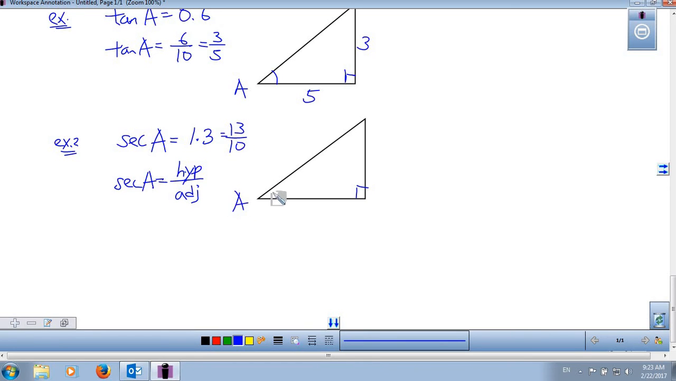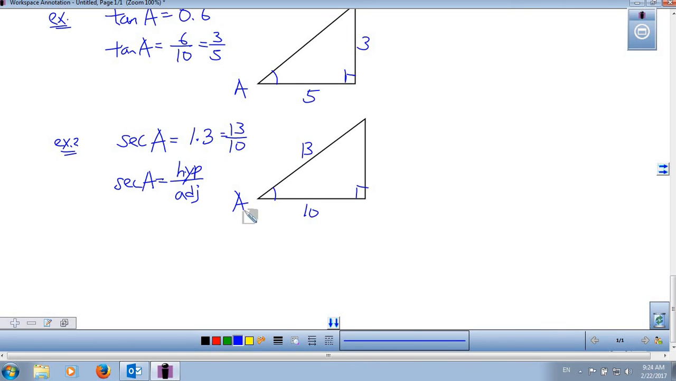So let's put angle A here. Let's think about which side should be our hypotenuse. Well, that's the side that's opposite to the right angle. So that side should be 13. And adjacent is the leg that's connected to the angle A, which is 10. So that's the adjacent leg, the side connected to the angle A. And so this simple triangle will represent the angle A, secant A, that's 13 over 10, equal to 1.3.